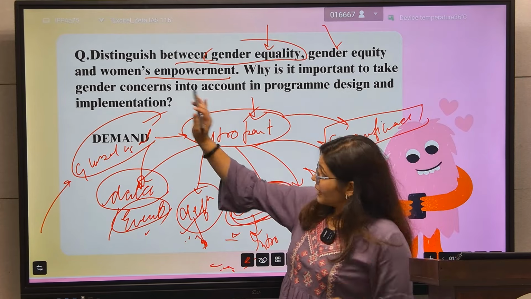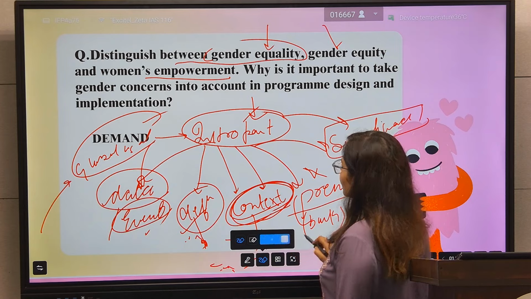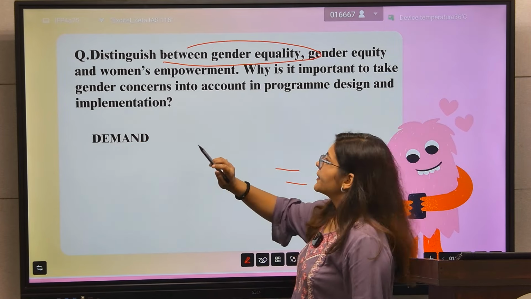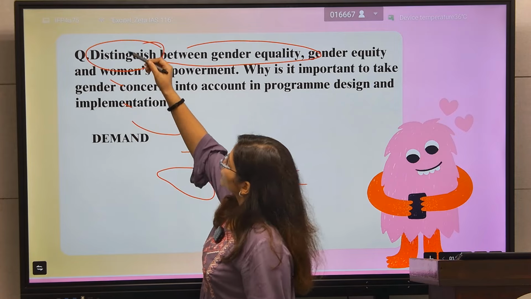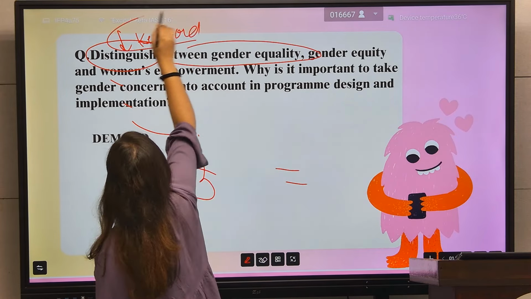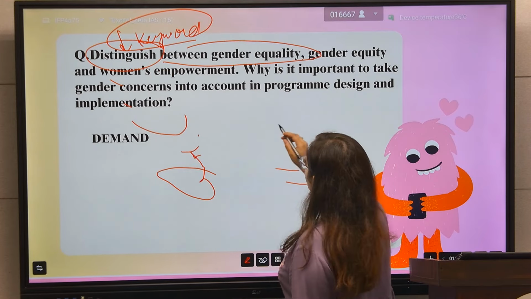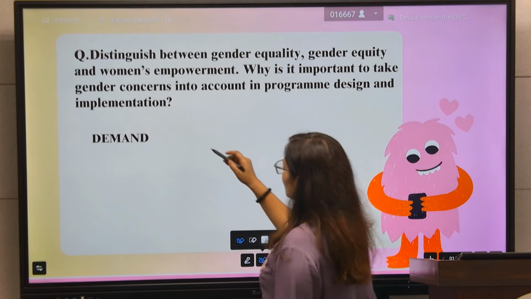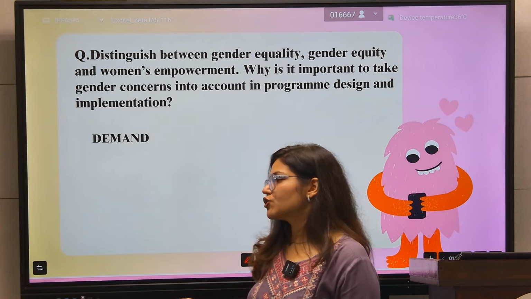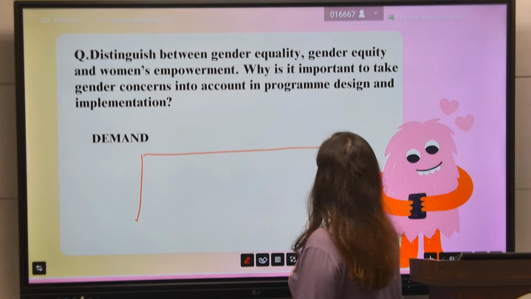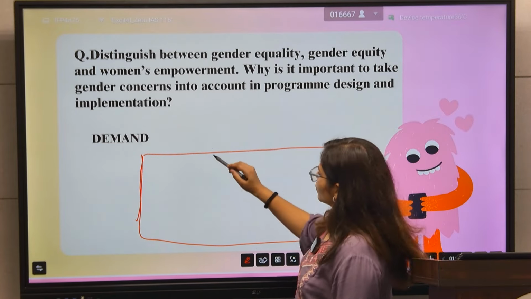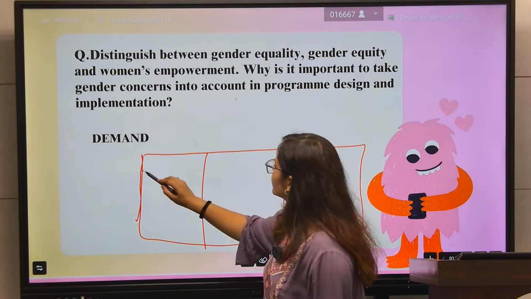Now see, in this question you have to start directly with the definition, but there is also a keyword, distinguish. If there is any question like compare, distinguish, differentiate, it is recommended that you draw a table and then differentiate. So here you have to draw a table.